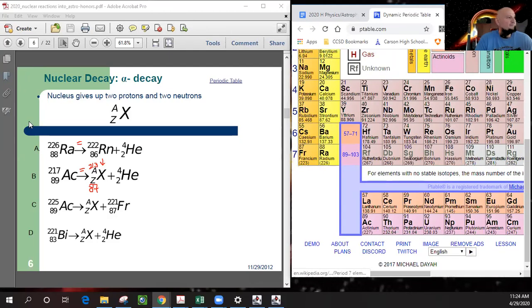Okay, so francium. So I go over here and I'm going to do the drawing here. So it looks like that X is going to equal francium. That's the unknown element here.